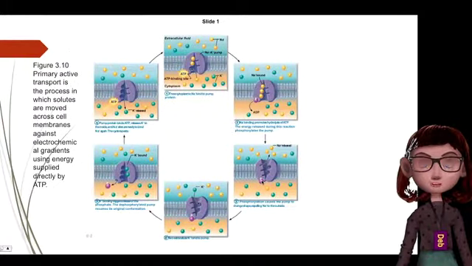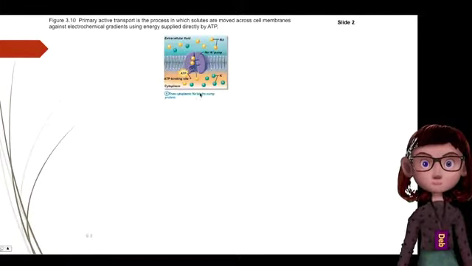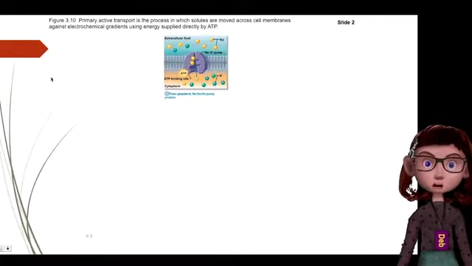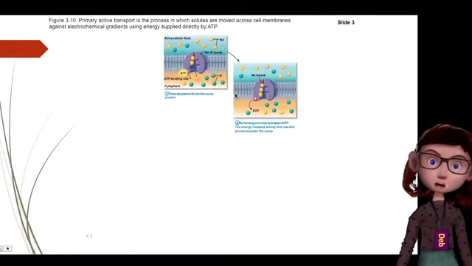This figure actually has step art, so I'm going to go through this. It starts out when 3 cytoplasmic sodium ions, and this should be a plus right here. It's too tiny to change it. 3 sodium ions, intracellular sodium ions that is, are going to bind to this pump. Those are sodium ions inside the cell.